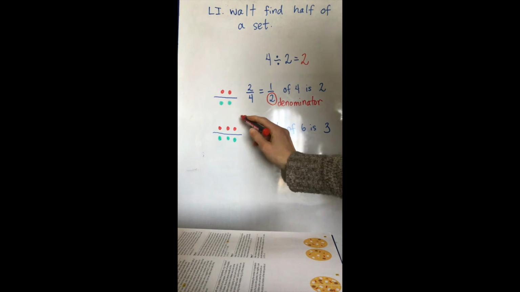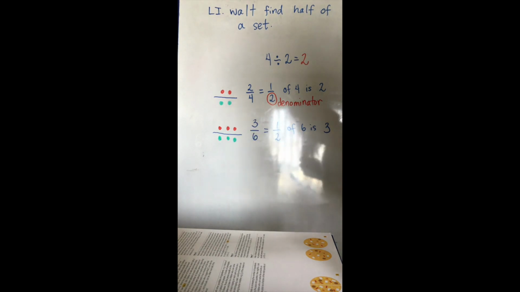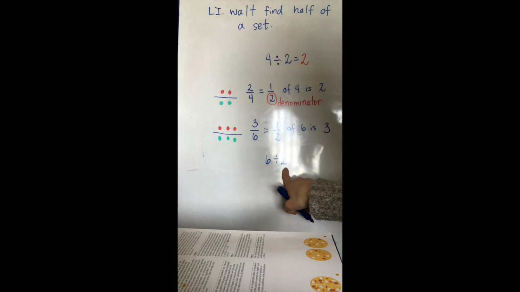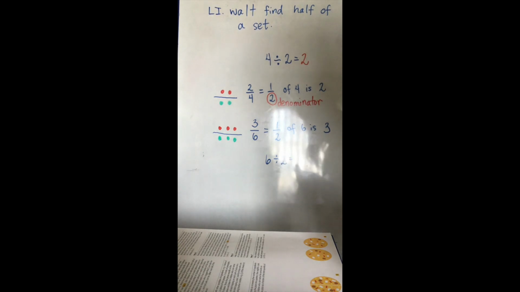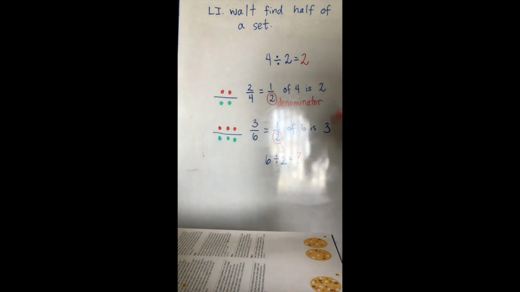And we can do the same thing here. We wanted to find half of 6, so we do 6 divided by 2, or split into 2 equal bits, which is equal to 3. Again, we took our denominator and divided by our denominator in order to find a fraction of a set. In this case, we're finding a half of a set, so we're always going to be dividing by 2, but that's how we find a fraction of a set. We divide by the denominator.